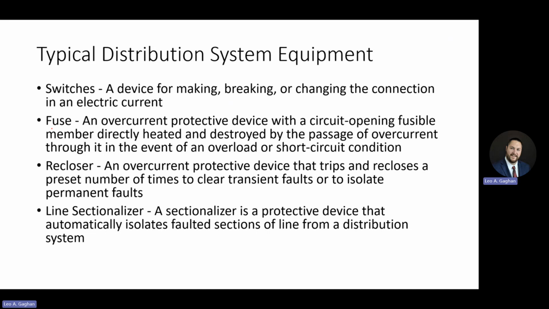Recloser, an overcurrent protection device that trips and recloses a preset number of times to clear transient faults or to isolate permanent faults. So we're getting a little bit more up here into complexity. A recloser, as we mentioned before, is kind of similar to a breaker, where it can interrupt fault current.